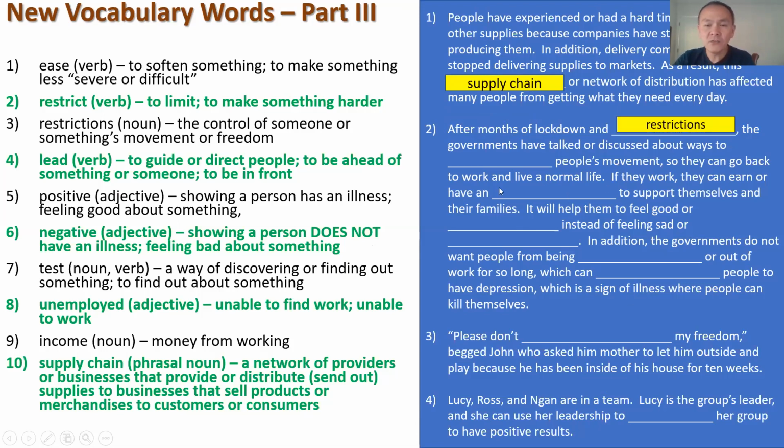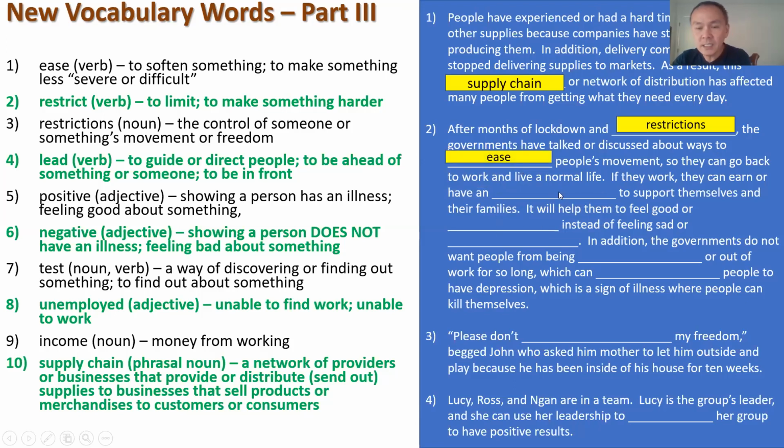Now, the government has discussed ways to blank people's movement. So after months, this is done. Now it's over or it's going to be over. So they're going to do what? See right here, "to." Here you need a verb. So you need to say "to ease," okay?